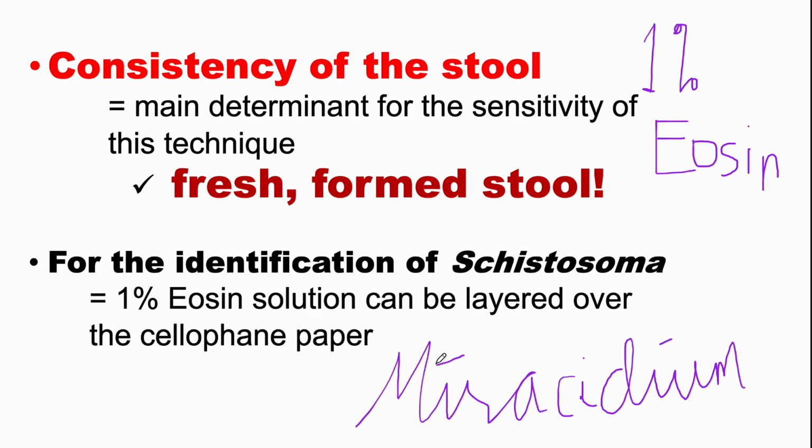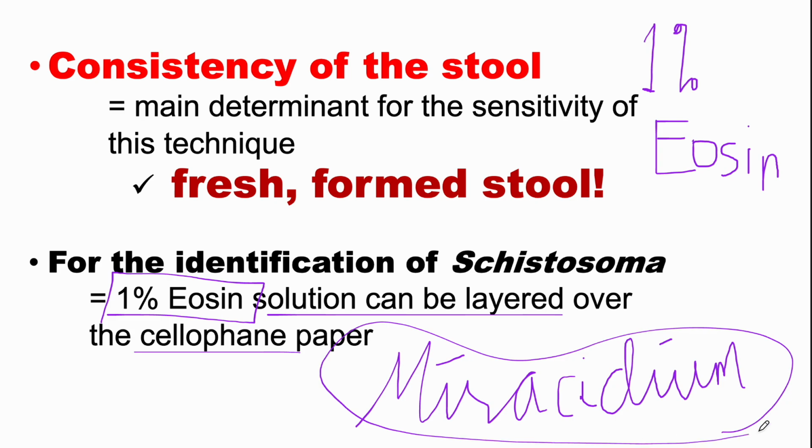How about for the identification? 1% eosin solution can be layered over the cellophane paper for the detection of the miracidium, the larval stage, usually inside the egg of Schistosoma, and this miracidium, class, is ciliated.